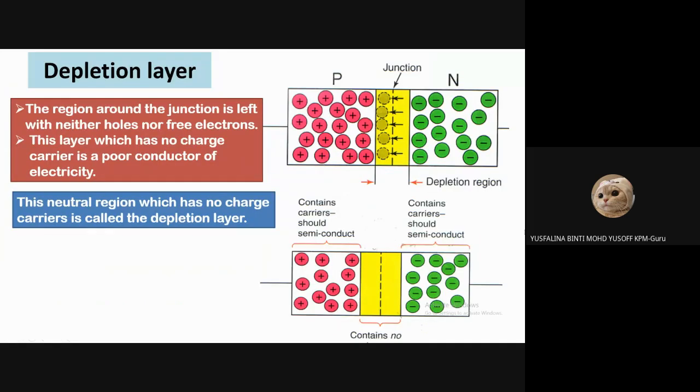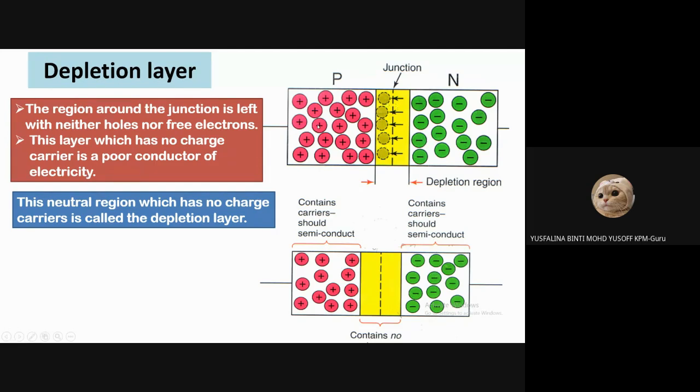All right, so that is how the depletion layer forms. The region around the junction is left with neither holes nor free electrons. So both sides don't have holes and don't have free electrons. This layer has no charge carrier, so it's a poor conductor of electricity. This layer now has no charge.